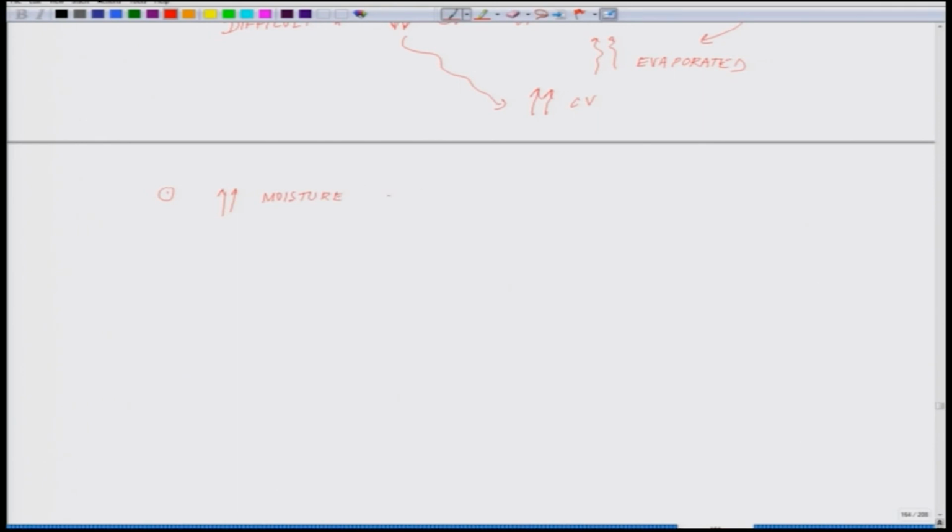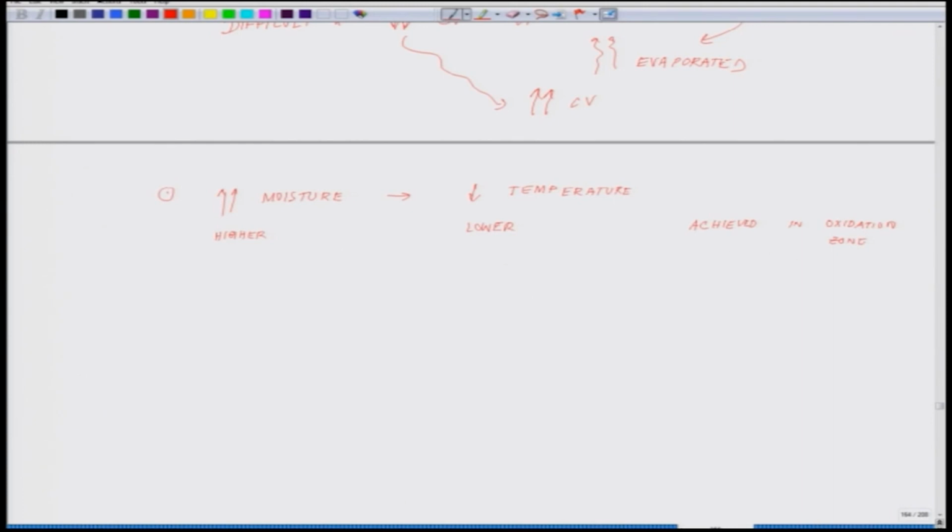Higher moisture content will lead to a lower temperature in the oxidation zone. It leads to lower temperature. So, higher moisture leads to lower temperature achieved in the oxidation zone. So, we will talk about this oxidation zone, we will talk about the gasifier design and everything.